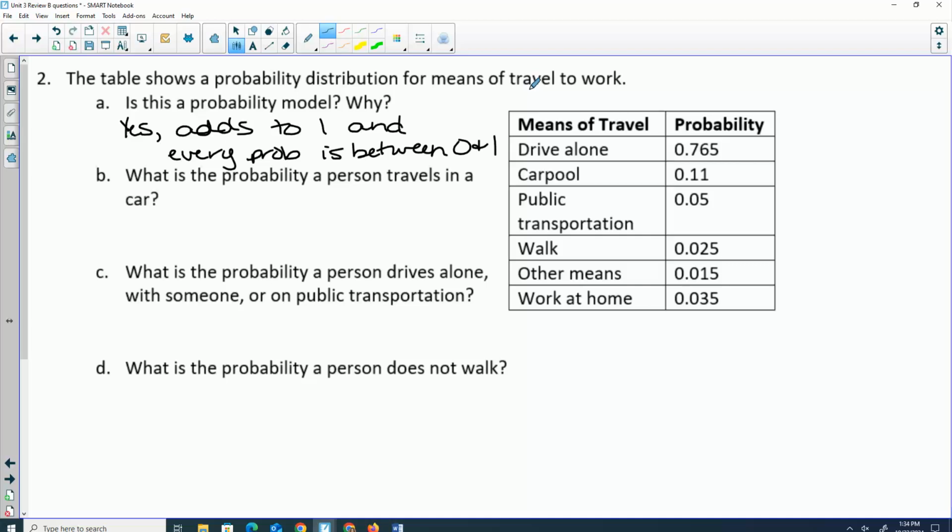All right, B. What's the probability a person travels in a car? I'm trying to figure out which of these are in a car. So carpool would be in a car. Would any others? Drive alone. We're assuming you're going to drive a car to work, not a bus or something like that. So, what do I have to do with those then? Add. So we get 0.875.